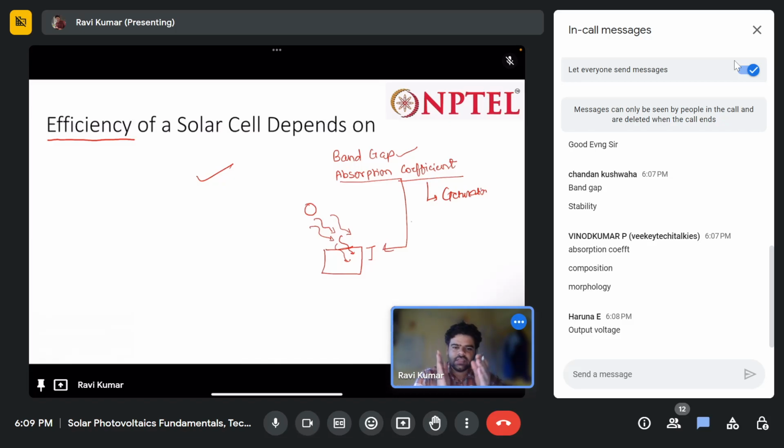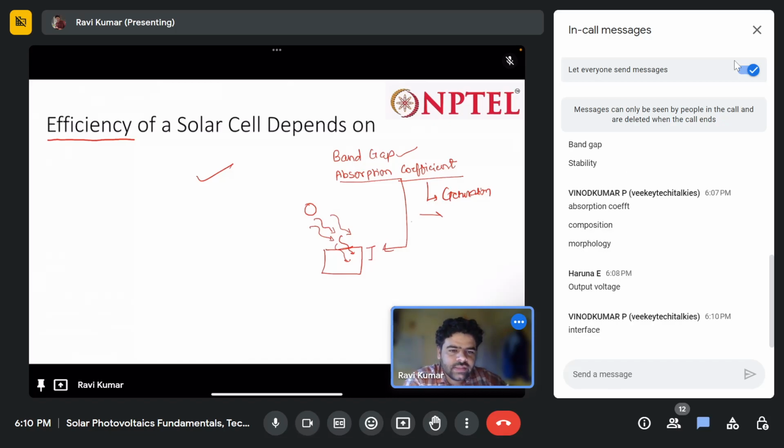Think if there is a solar cell in front of you and it is working. First it should absorb some light and then it should generate some charge carriers. Then what should be the next step? After generation, what should be the next step? Interface. Interface is not a phenomenon. Interface is a physical thing. If there are charge carriers, let's say here we have an electron and hole couple, then what should be the next phenomenon?